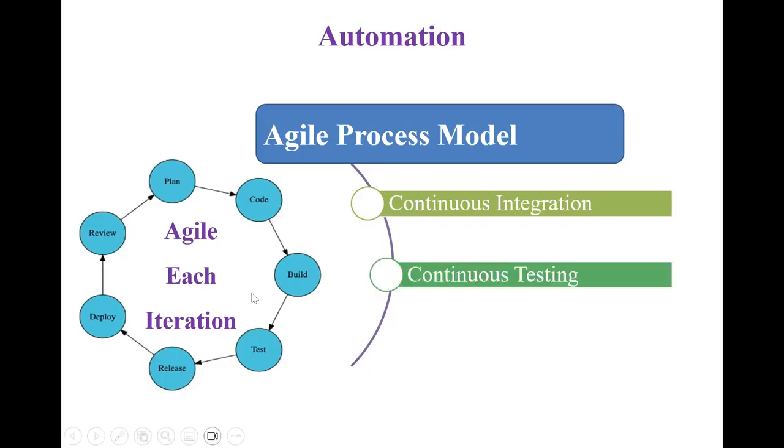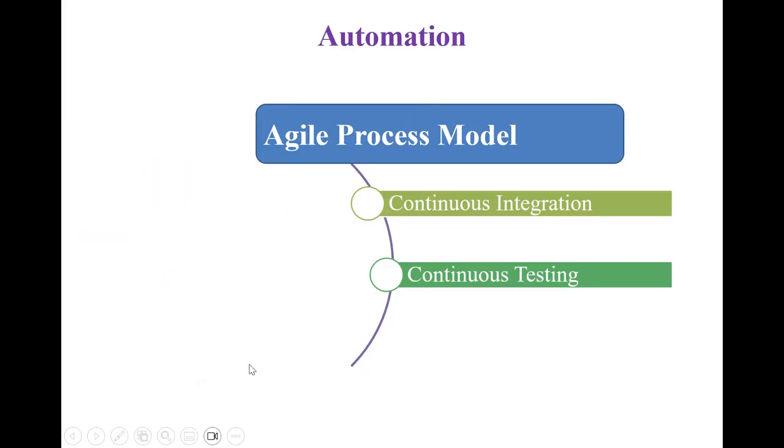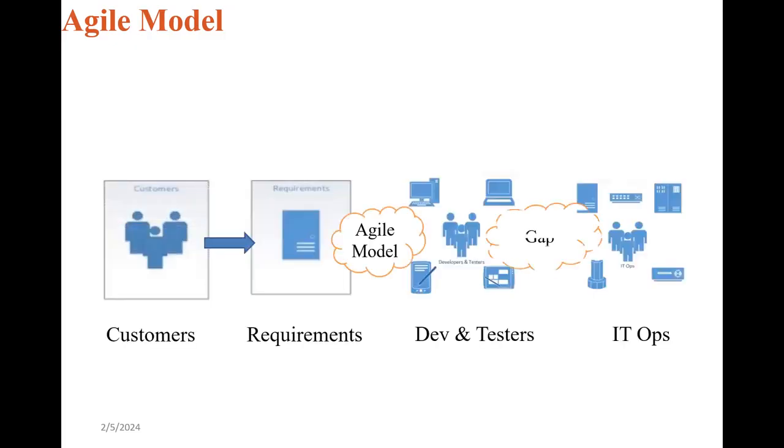Continuous testing, yes, the testing team are involved here. Developers need to write test cases, and the testing team also needs to come up with test cases. That is a big challenge. Continuous integration, continuous testing: these are some important phases in the Agile model, which helps to coordinate especially requirements with the developers and testers. This process model is helping that.